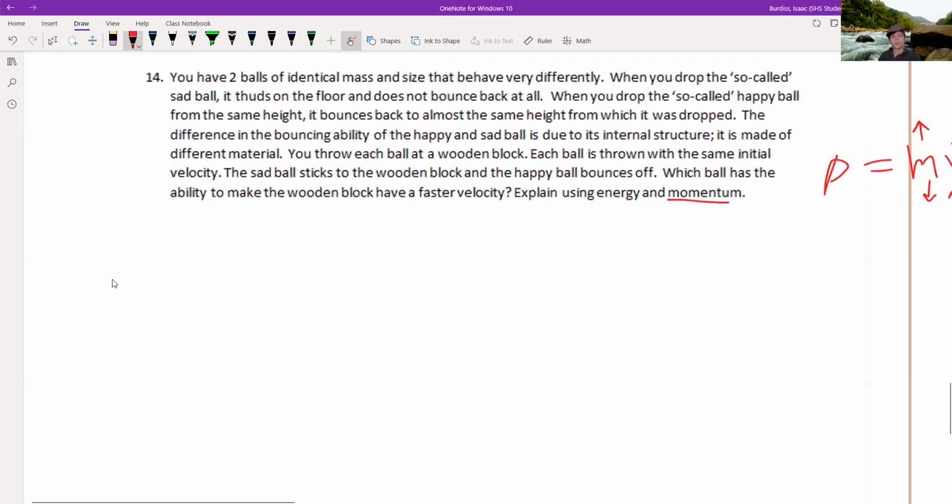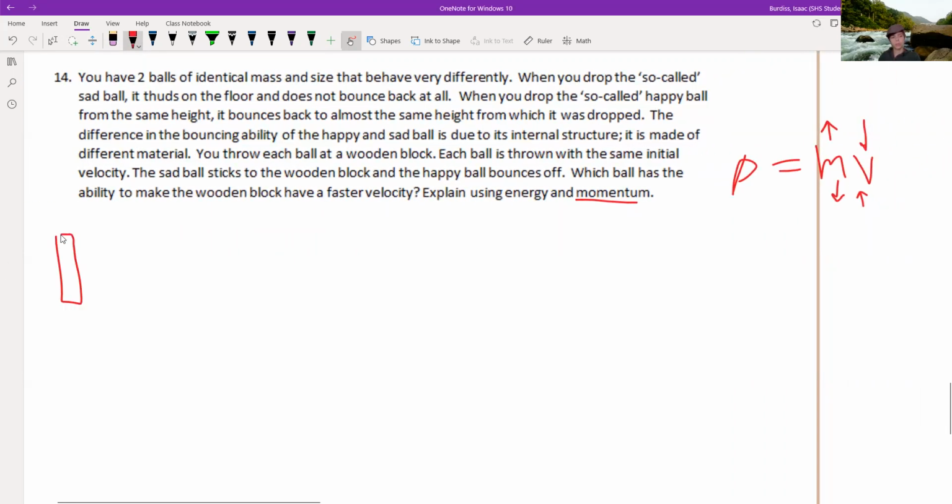So for the situation, let's just say this is our block and this is the sad ball that sticks to it. But then there's the happy ball that bounces off of it. So what makes the thing have a greater velocity? Well, there is more mass in the end for that because the ball sticks to it. It has more mass of the system. So if mass goes up, velocity goes down. But for the other one, the mass is less because the ball bounces off of it. So the velocity goes up. So the answer is the happy ball.